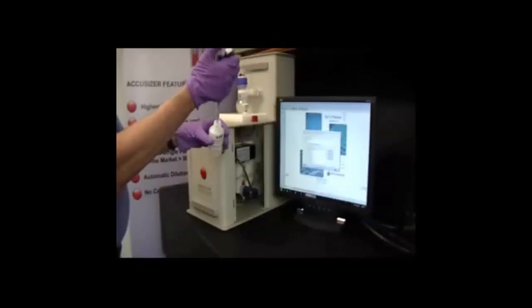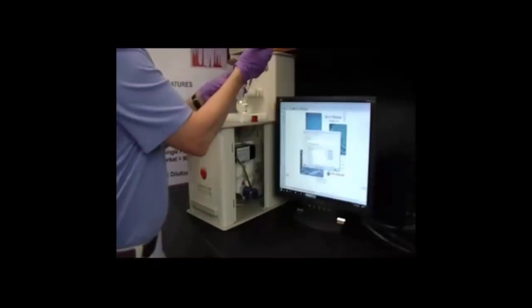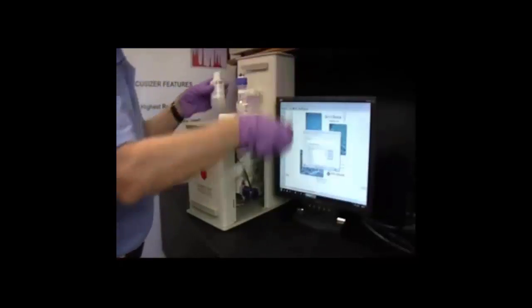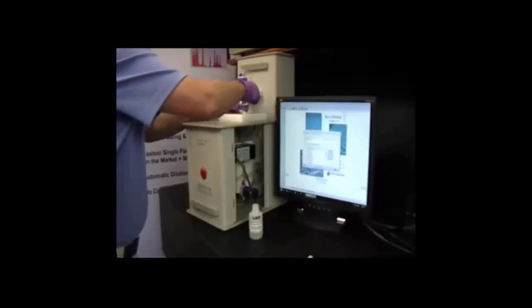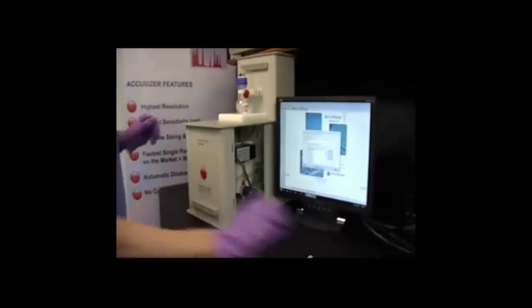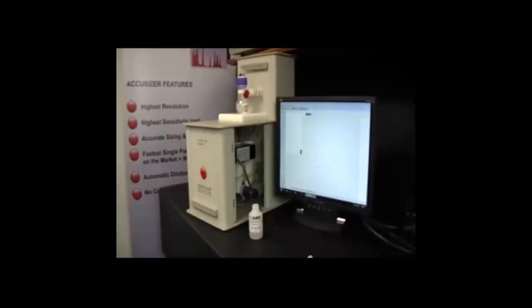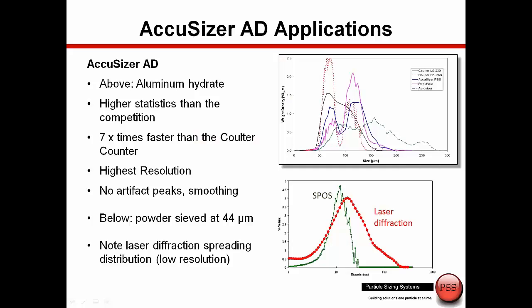Here we'll see how simple it is to use the AccuSizer AD. Simply pipette the sample into the sample chamber, screw the lid back onto the sample chamber, hit start in the software, and everything from here is automated. We dilute the sample to the proper concentration, then we begin the measurement. And when we complete the measurement, we see our result, in this case, a perfect trimodal distribution. Let's now look at some examples of using the AccuSizer AD to measure real-world samples.